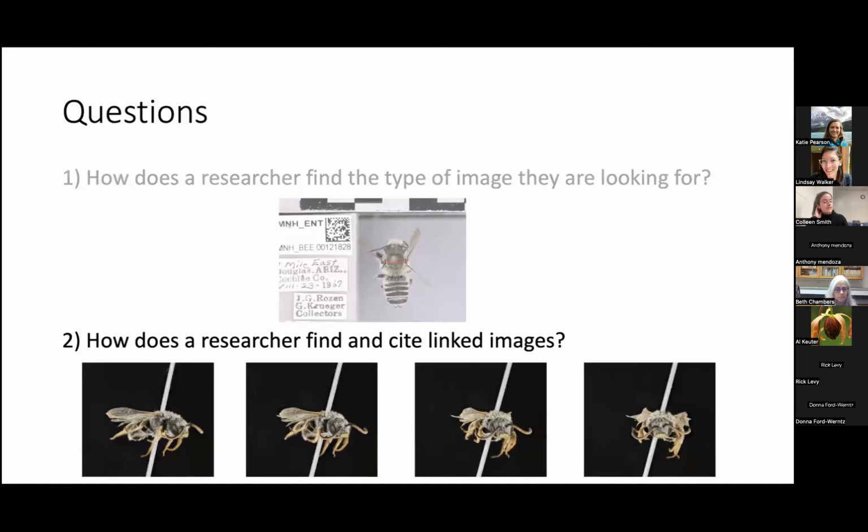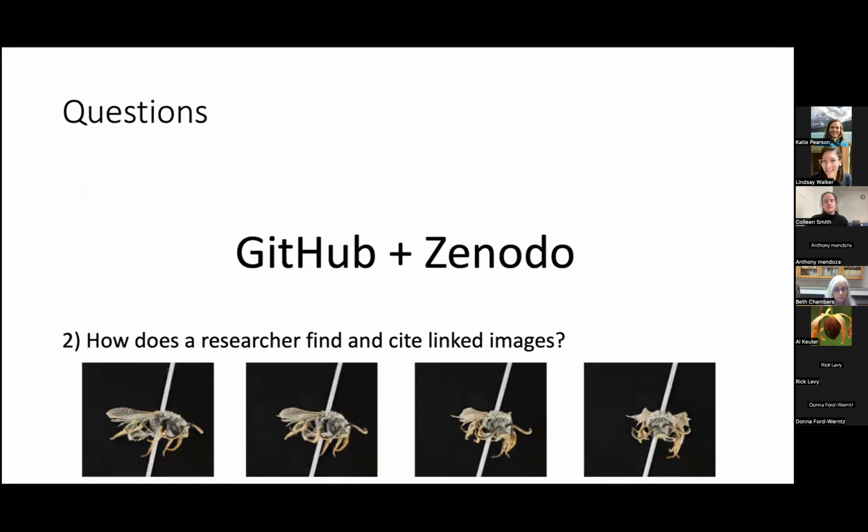So how does a researcher find and cite linked images? The answer that we've come up with is to use GitHub and Zenodo.